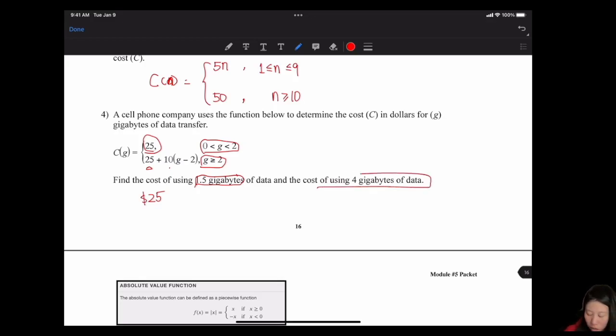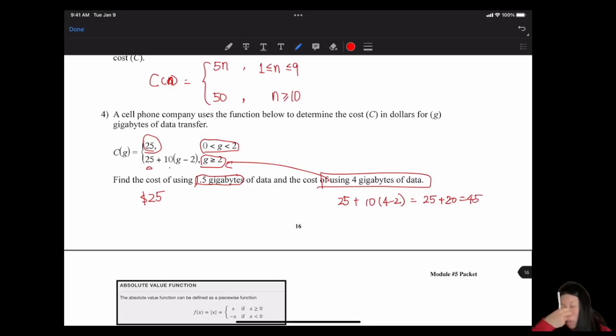And then the cost of 4 gigabytes. 4 gigabytes is greater than 2, so we need to use the second function. So we have 25 plus 10 times (4 minus 2), which equals 45. So if you use 4 gigabytes of data, you're going to be charged $45.